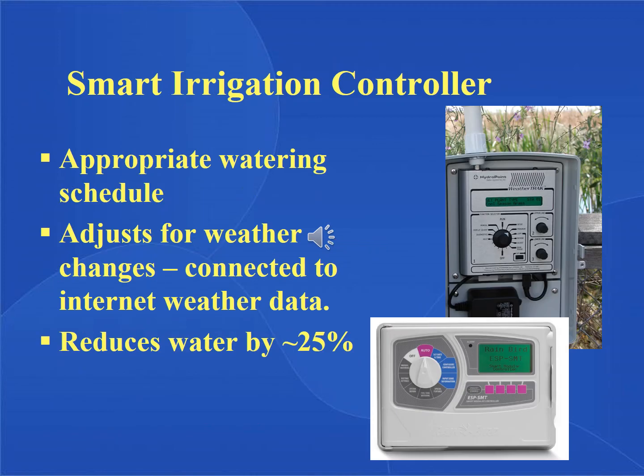So a smart irrigation controller will adjust the watering automatically according to the weather. So your system isn't on during rain, for example, or a cool foggy day. It'll ratchet down the amount of time that your irrigation system is on, and can really reduce water use by your controller and your irrigation system.